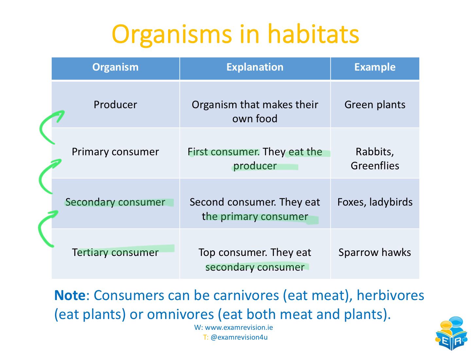Now, consumers can either be carnivores, which means they only eat meat. They can be herbivores, which means they can only eat plants. Or they can be omnivores, and that means they eat both meat and plants.